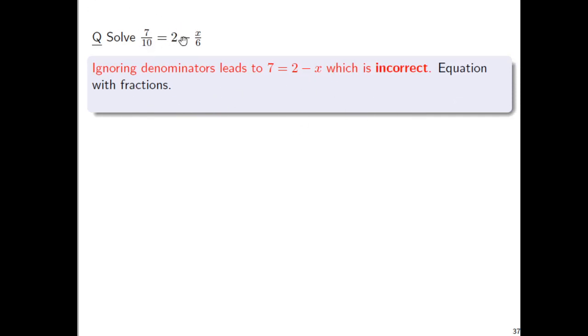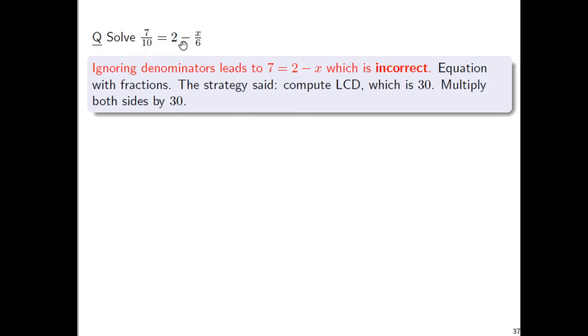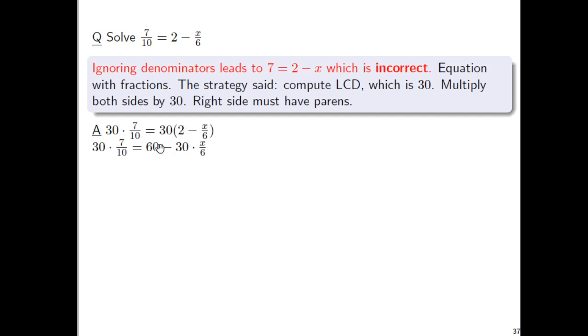Because we actually have here, again, an equation with fractions, the strategy is compute the LCD. The LCD of 10 and 6 happens to be 30, so multiply both sides by 30. The right side had 2 terms, so that must be in parentheses. The left side of 7/10 we could have put in parentheses, but out of laziness we didn't. On the right side, with the multiple terms, that was required. Now, because there are those parentheses, we can rewrite the right side using the distributive law. So distribute 30, you have 60 minus 30 times x over 6.